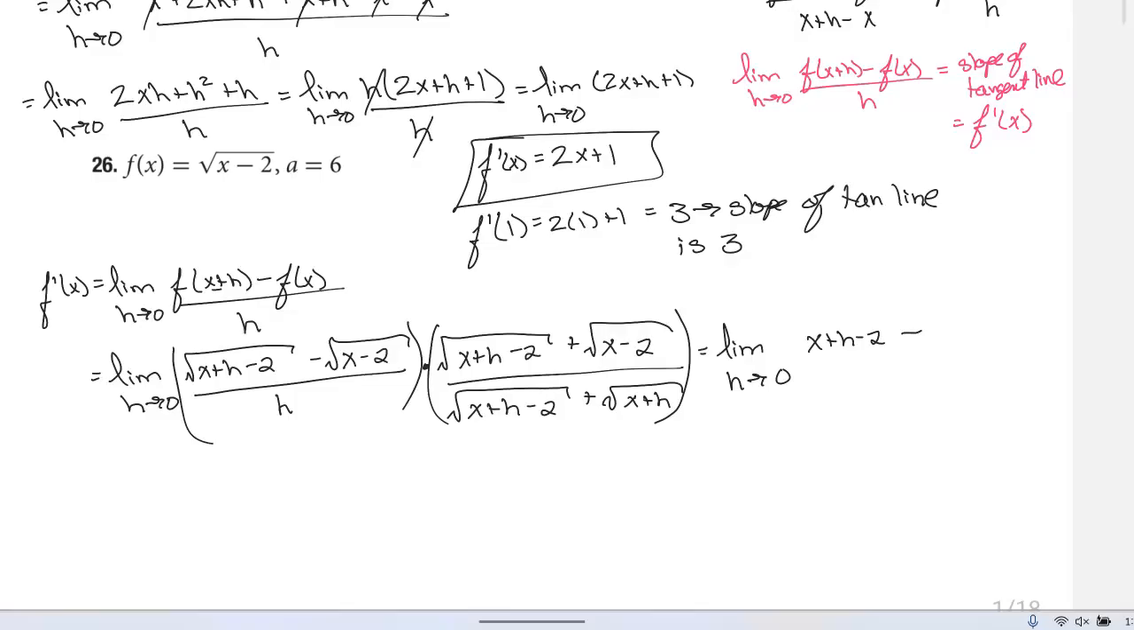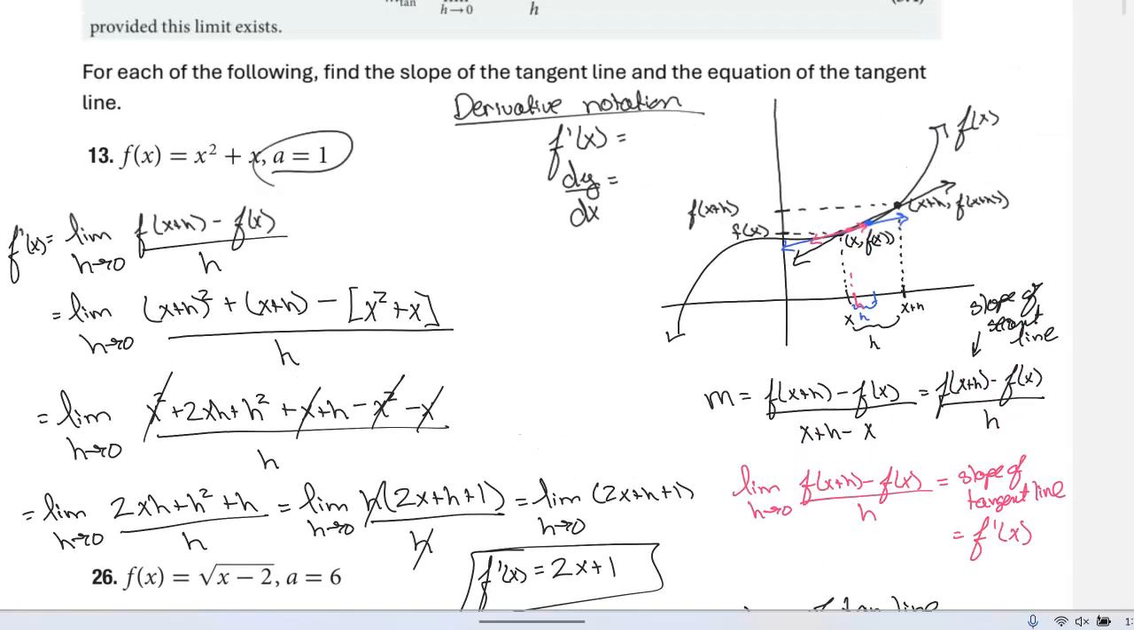And then the last, when I multiply by this, I'm going to have the negative, and that square root and that square root, when I multiply them together, is going to give me just the x minus 2 there, over h times square root x plus h minus 2 plus square root x plus h. Okay, notice I did not distribute. I need to see if I can cancel this guy. It's causing me a problem.